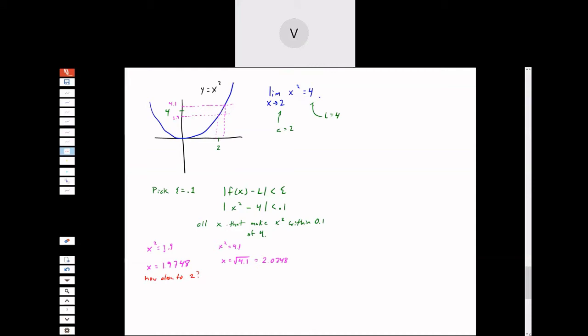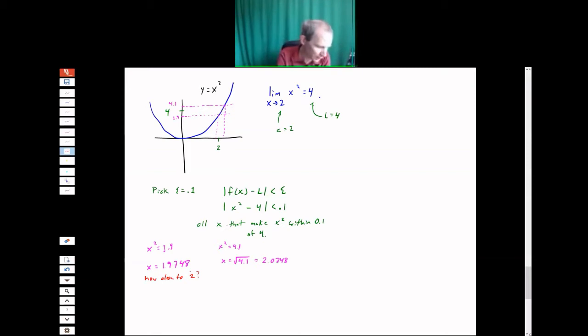I can take the distance between 1.9748 and 2 by subtracting.